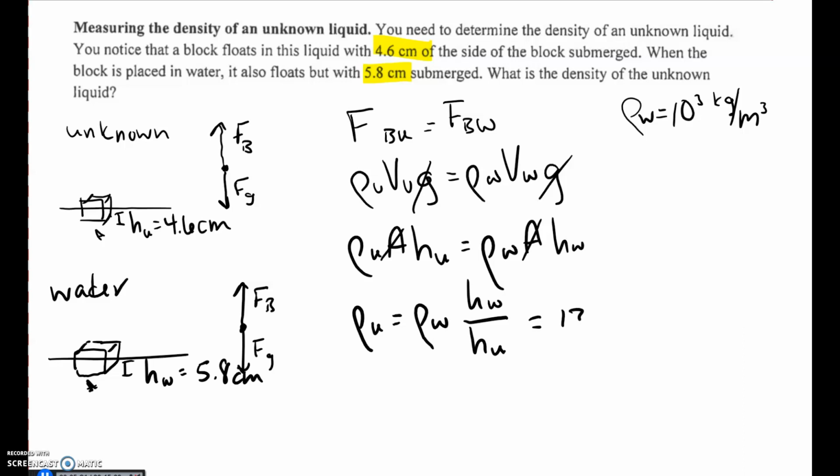Rounding to 2 sig figs, we end up with 1,300 kilograms per meter cubed. So we have basically identified the density of the unknown liquid. That's great. If we're curious to see what this liquid actually was, we could look this up in a density table, and we see this is actually the density of glycerin. All right, so the unknown fluid is glycerin.